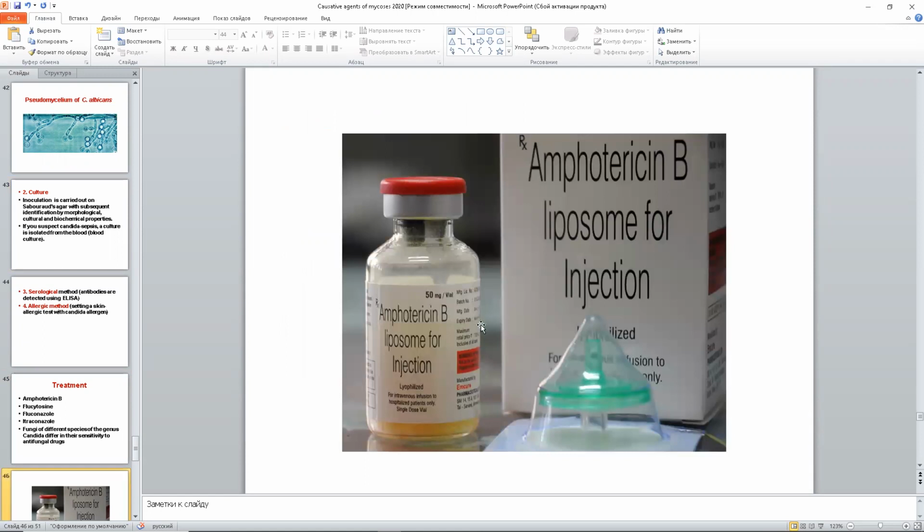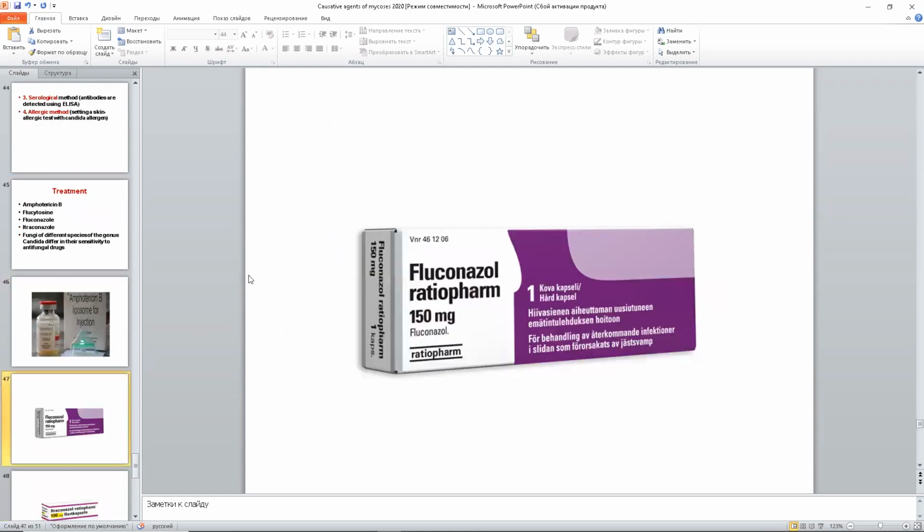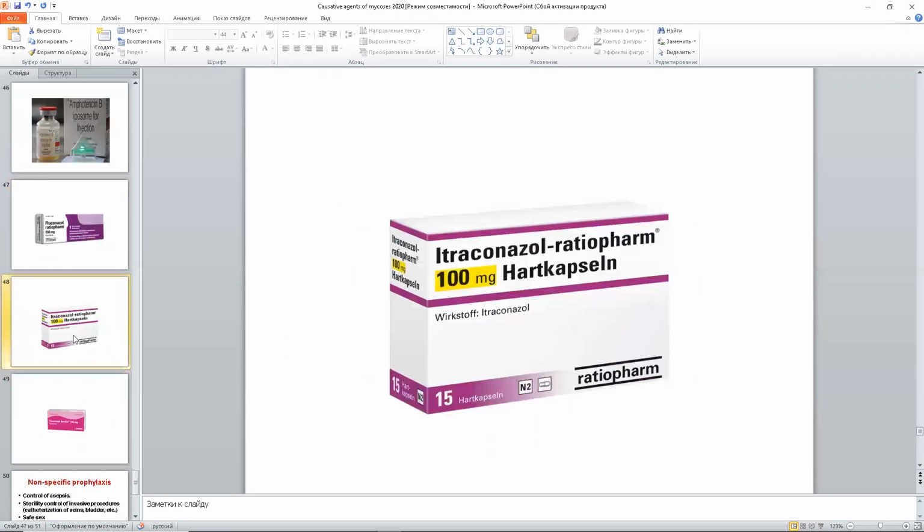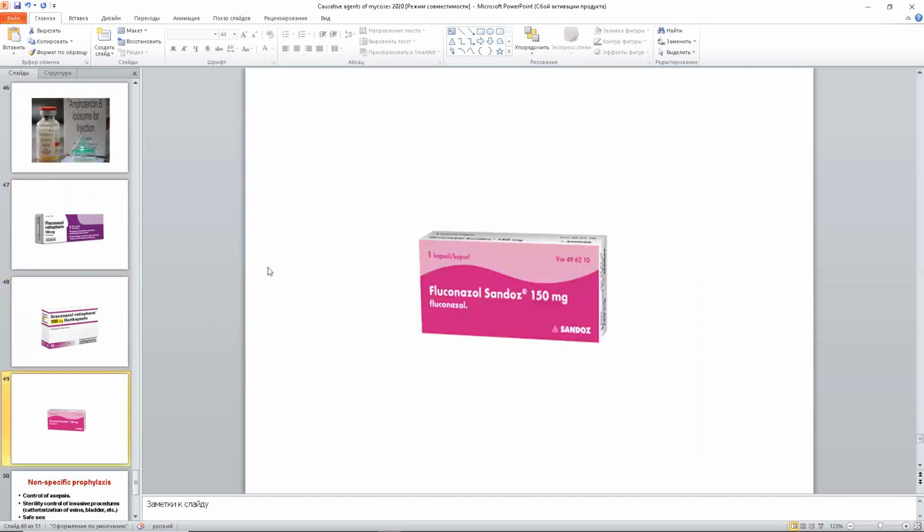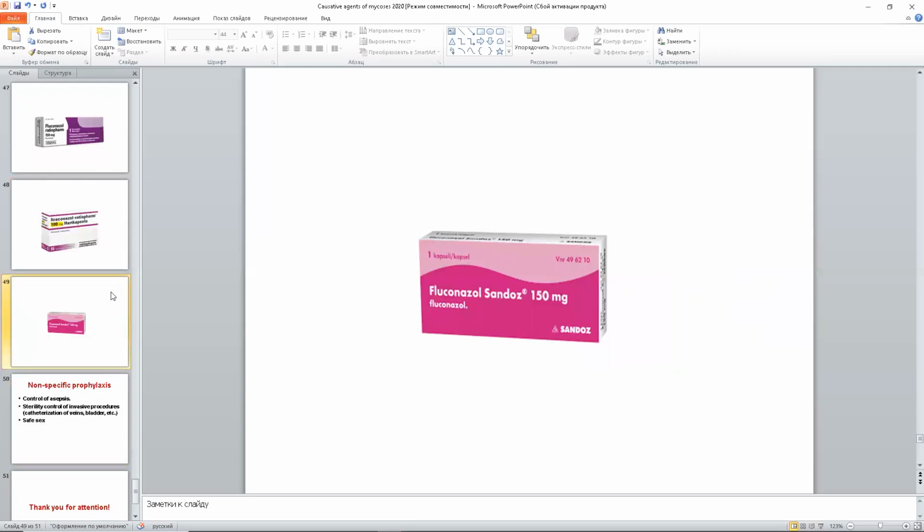Amphotericin B, for example, for injection. Then there is fluconazole, for example. Then itraconazole, and here are fluconazole preparations, and no specific prevention.